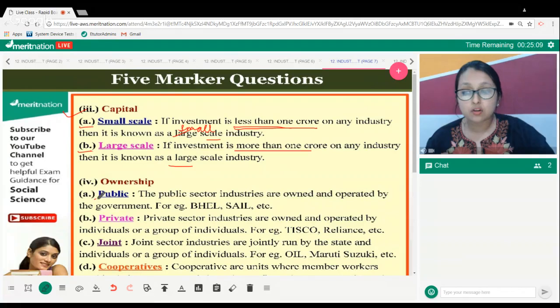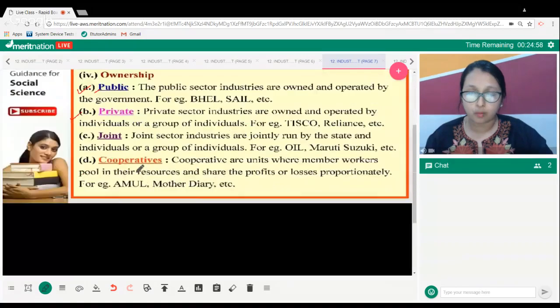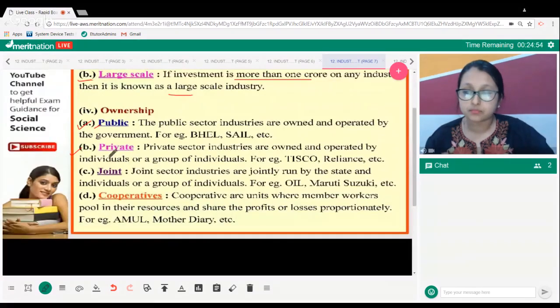Then, on the basis of ownership, it can be public, private, joint, and cooperatives. Let us see each one of them one by one. The public sector includes industries which are owned and operated by the government, such as BHEL and SAIL, that is Bharat Heavy Electricals Limited and Steel Authority of India. These are the industries which are owned by the government.